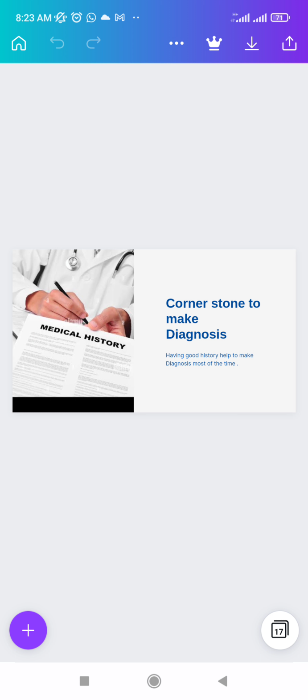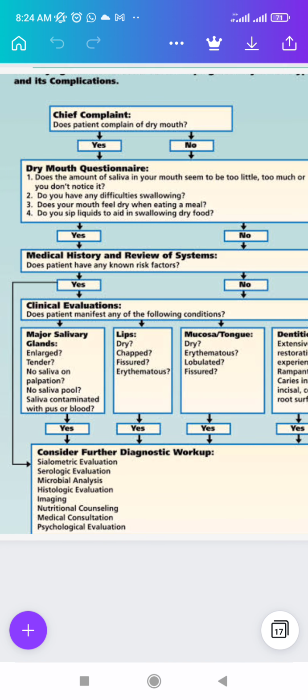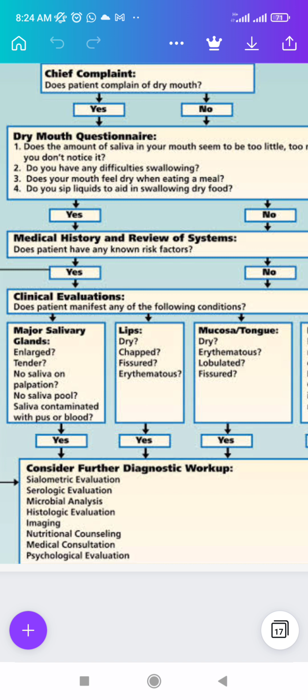Now, how to make a diagnosis? Obviously, there are four steps in the diagnosis. First of all, history taking. History taking is the cornerstone to make the diagnosis. How will you take a history of a patient presenting with xerostomia? First of all, does the patient complain of dryness of mouth? Yes. Then ask the dry mouth questionnaire.